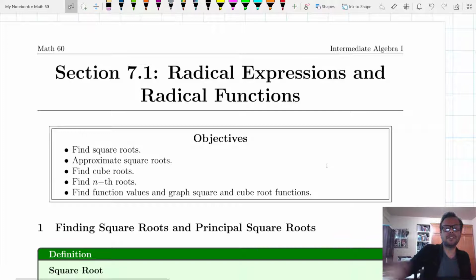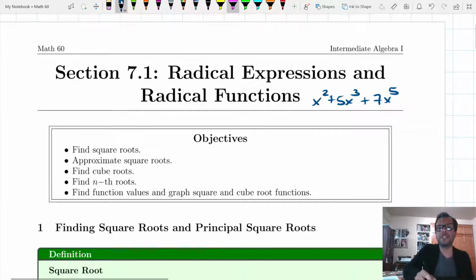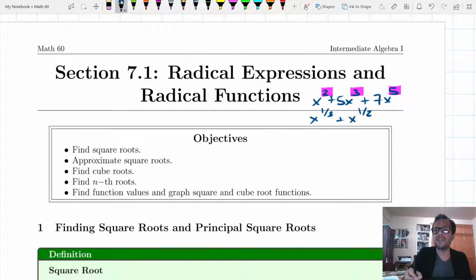As an example, we have something like x squared plus 5x cubed plus 7x to the fifth power. These powers, these exponents I'm highlighting here, are integers. In this chapter, we're going to look at expressions that have x to the 1/3 plus x to the 1/2, different types of exponents, in this case rational exponents. So that's what the chapter is about.